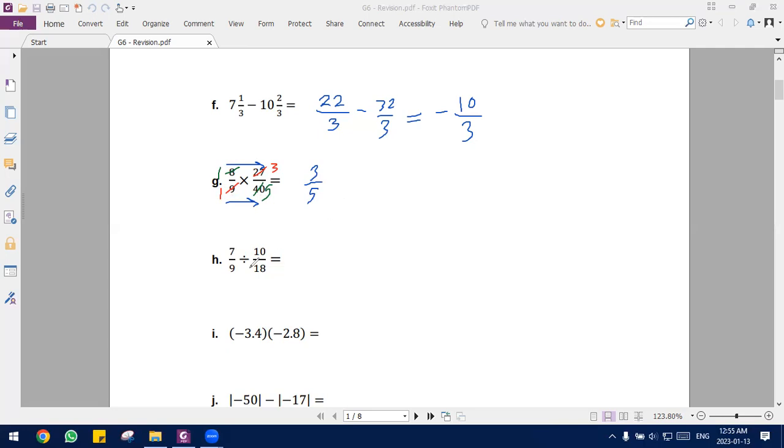Now, part H, we have division. Dividing fractions is hard. So because of that, we can turn it into multiplication. But how? We keep the first fraction as it is, 7 over 9. And then the division, we turn it to multiplication because we know how to multiply. And then the second fraction, we should flip it. So instead of being 10 over 18, it will be 18 over 10.